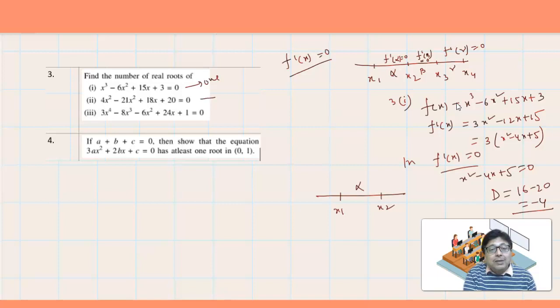What about the next one? This is 4x cube. You can try the same manner. Let us do this one. Here f'(x) is what? f'(x) equal to 12x cube minus 24x square plus 24. Okay. So this is a cubic equation. We are avoiding calculation for this.